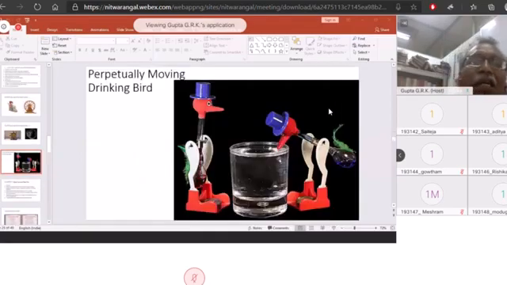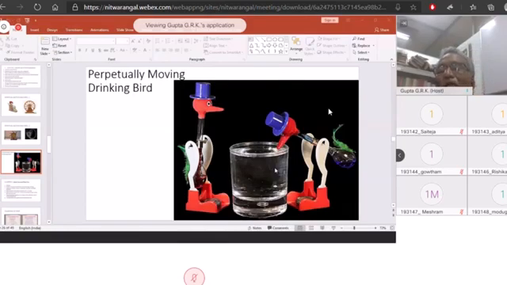There is another called the moving drinking bird, the perpetually moving drinking bird. This is one of the toy-like things which can be purchased from fancy stores. These two birds will be continuously moving up and down. There is no energy, no battery, there is nothing, but still it moves. So people say that these are perpetual motion. But anyhow, we know theoretically it's not possible. So what is the secret behind this perpetually moving drinking bird? That we will discuss later.